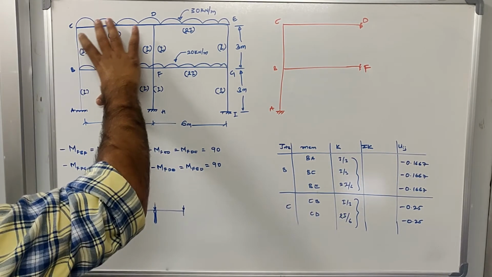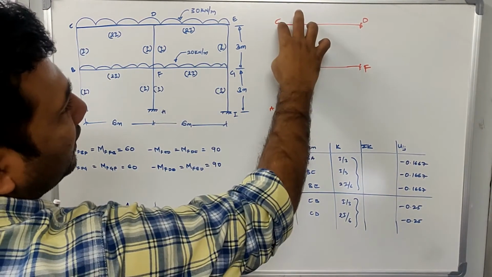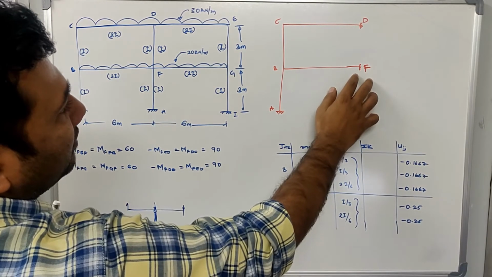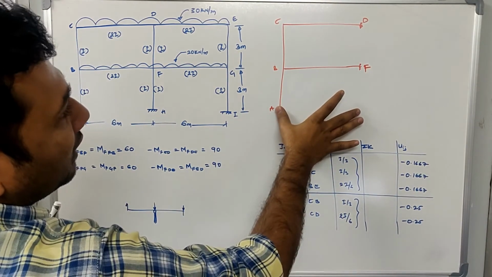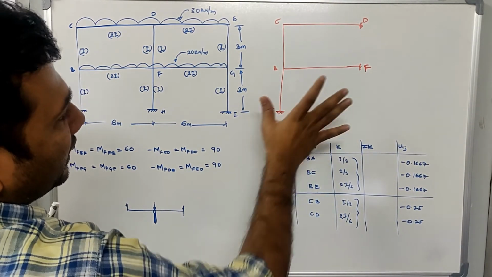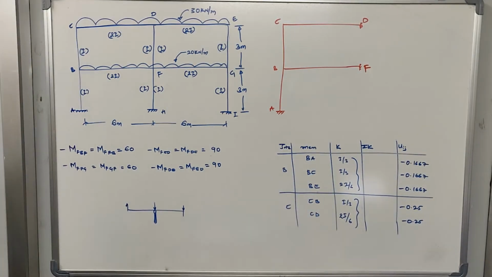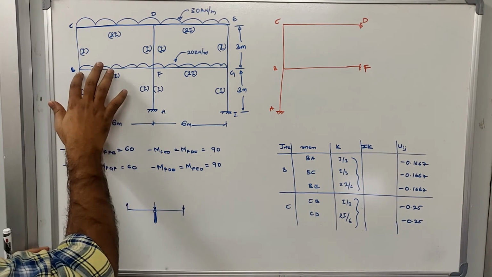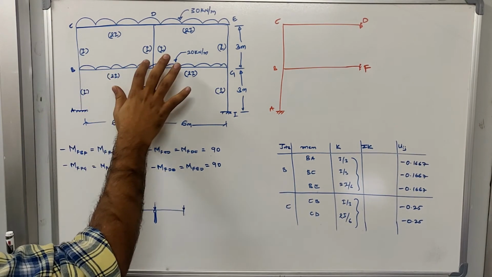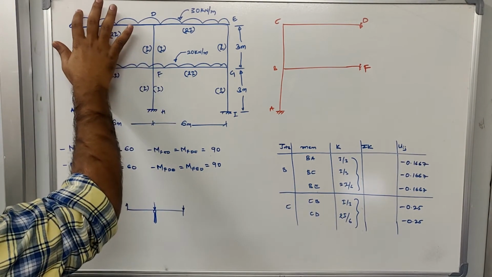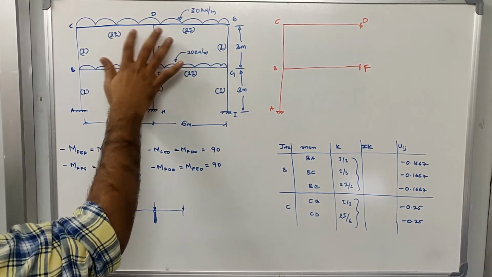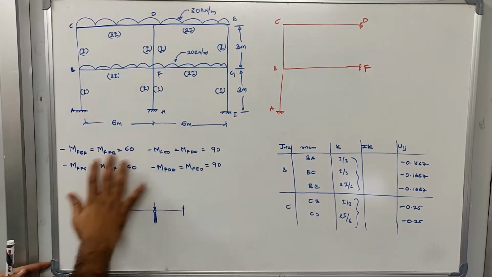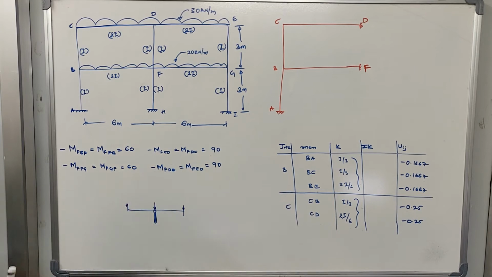Now I have taken this part: AB, BC, CD and BF. So this is the part of the symmetry which I have chosen. Now the next thing you need to do is to calculate the fixed end moments. So you can calculate the fixed end moments MFBF and MFFB, and then we can calculate MFCD and MFDC. So these are the values that I have calculated over here.